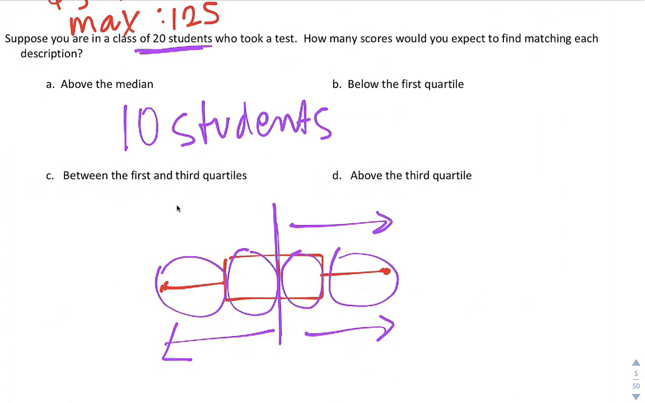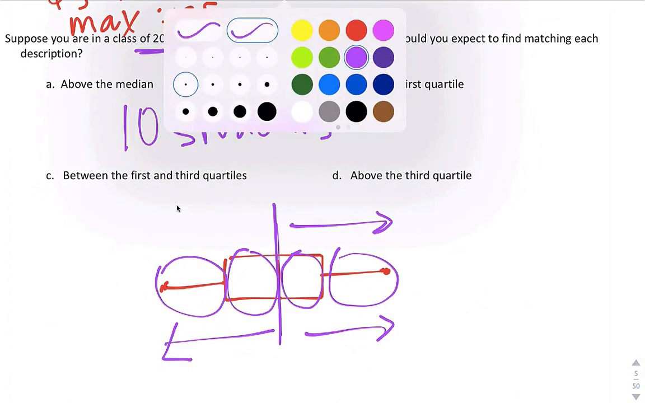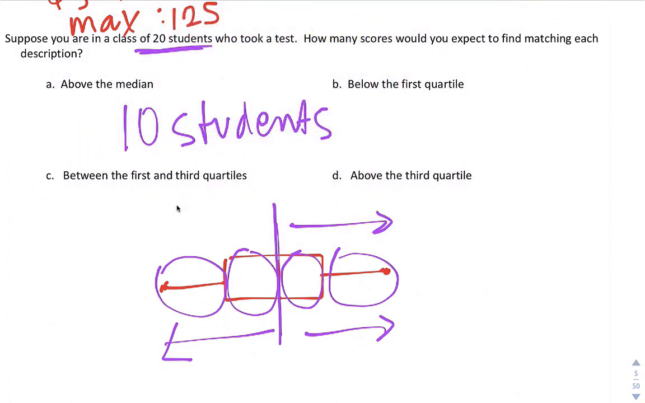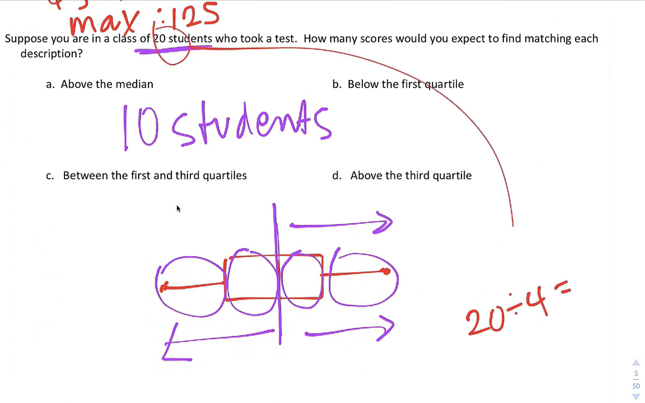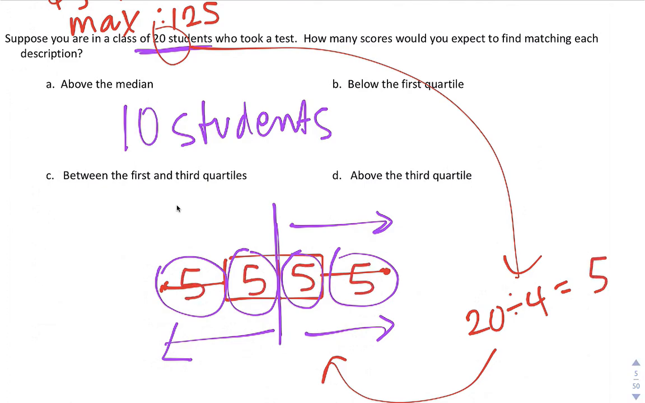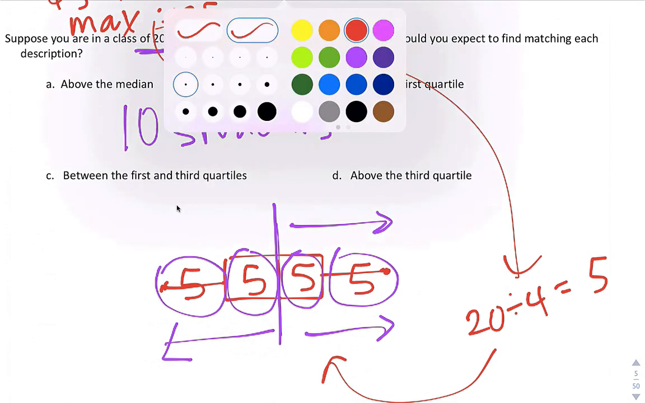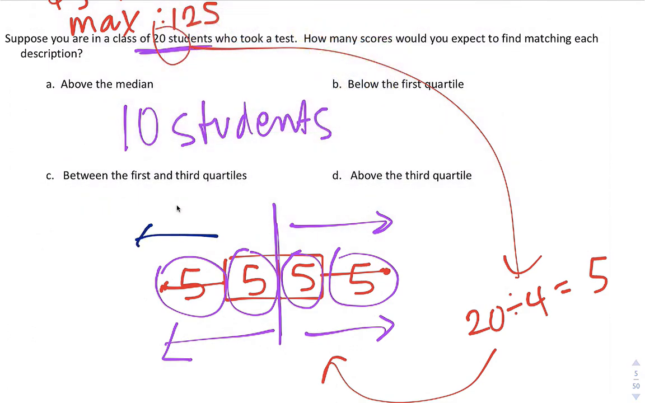How about below the first quartile? All right, so if we split this up evenly, what is 20 divided by 4? Because we have 20 students and there's 4 quarters. So 20 divided by 4 is 5. There's about 5 in each of these sections. So how many are below the first quartile? Here's the first quartile, Q1. There'd be about 5 students below the first quartile.